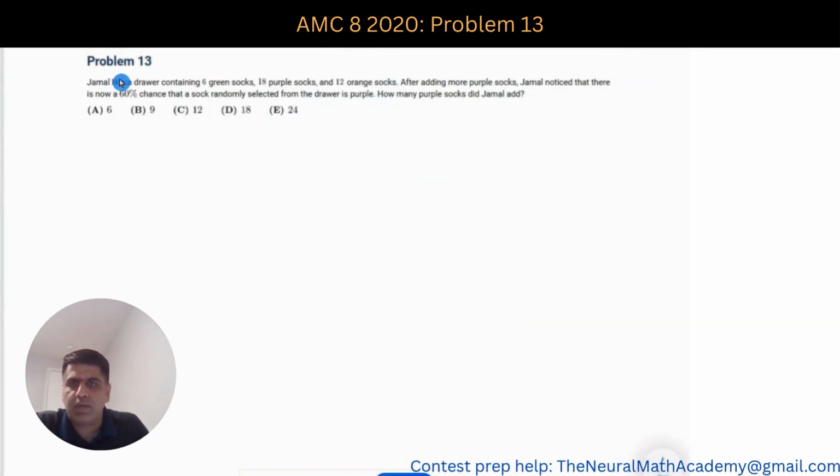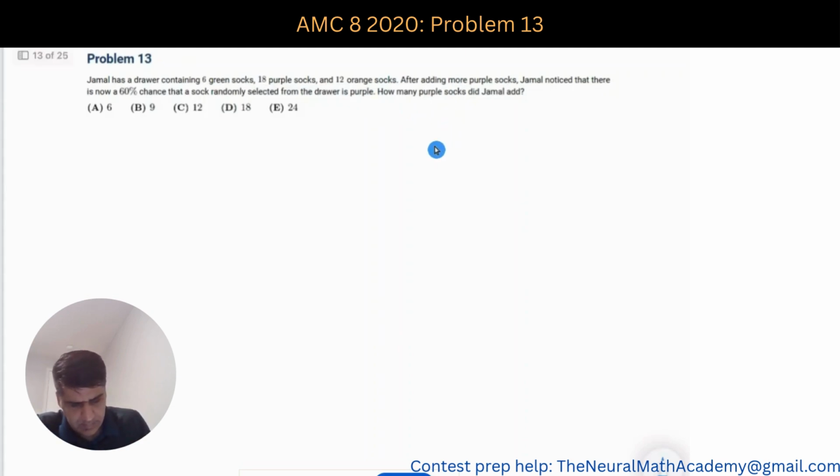So let's look at problem 13, where it says Jamal has a drawer containing 6 green socks, 18 purple socks, and 12 orange socks. After adding more purple socks, he noticed that there is now a 60% chance that a sock randomly selected from the drawer is purple. How many purple socks did Jamal add? So we can set it up like this.